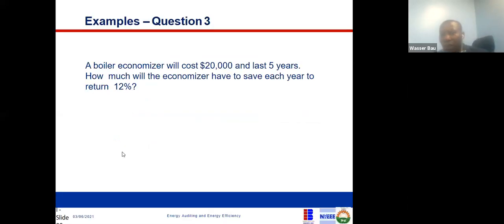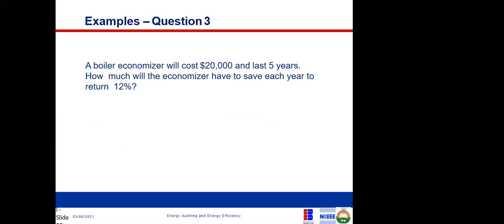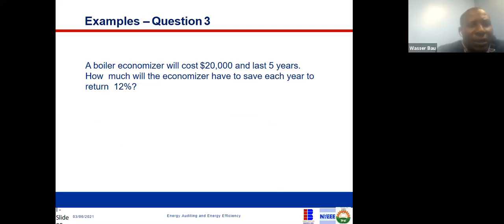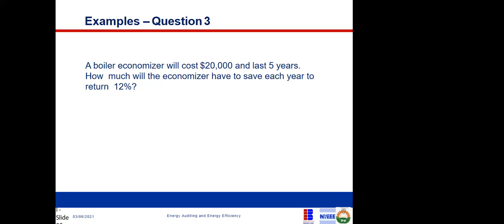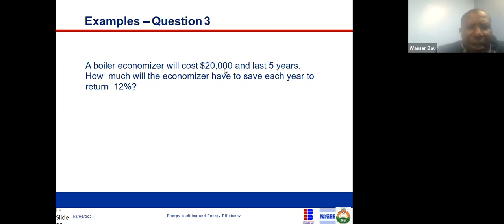So this is question number 3, or scenario number 3. I will call them scenarios in the next course, next quarter. So a boiler economizer will save 20,000 and last 5 years. How much will the economizer have to save each year to return 12%?